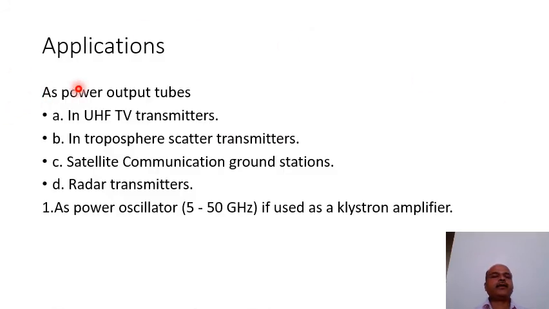Next, the applications of the two-cavity klystron. It is used in UHF TV transmitters, in troposphere scatter transmitters, in satellite communication ground stations, in radar transmitters, and also as a power oscillator between 5 to 50 gigahertz if used as a klystron amplifier. So these are the applications of the two-cavity klystron.